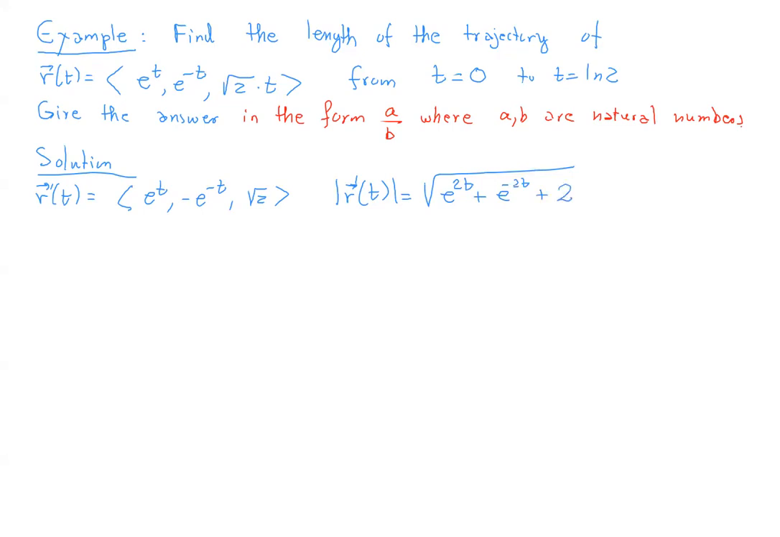And now the idea here is that we can rewrite this as e to the t all squared. The number 2 can be written as 2 times e to the t times e to the negative t. And the e to the negative 2t can be written as e to the negative t all squared, square root of that.